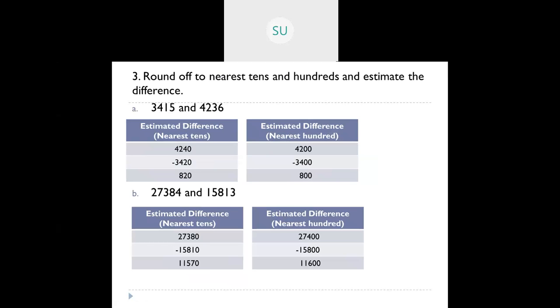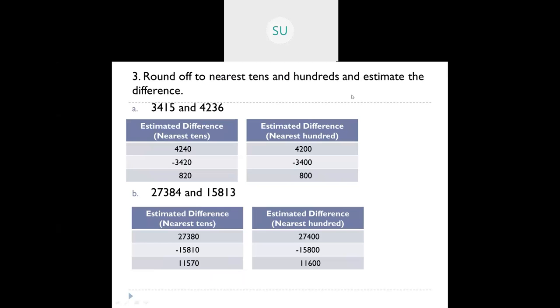Okay. First question is 3415 and 4236. So first what you will do here is round off the numbers to the nearest 10. 3415 rounding it off to the nearest tens. Since first they have asked us to find difference, first we'll see which is the larger number. The larger number here is 4236. So we'll round that off and write that number first in the table.